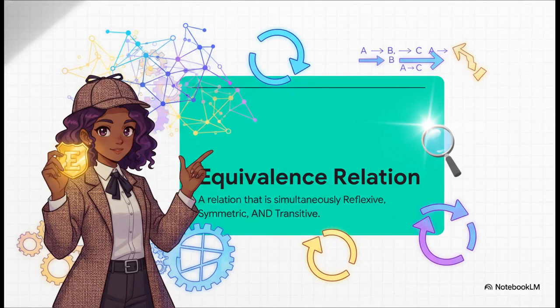It's called an equivalence relation, and you can think of this as the grand prize of our detective work. When a relation has all three properties, it means it's perfectly balanced and consistent. Everyone relates to themselves, all relationships go both ways, and all the chains of connection are complete. It's a really neat and tidy structure in mathematics.